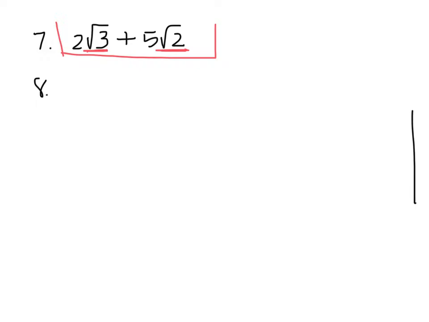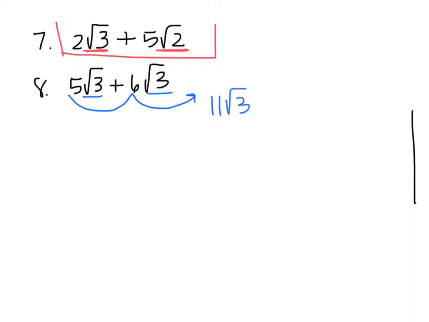Problem number 8. 5 radical 3 plus 6 radical 3. Now I have the same number under the radical, so I add the outside, so I have 11 radical 3. Another way of thinking about this, going back to algebra, is that if this were 5x plus 6x, that would be 11x. You keep what is the same. We're doing the exact same thing here.